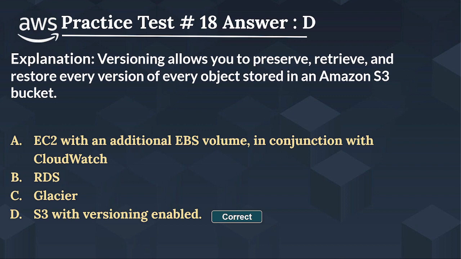Versioning allows you to preserve, retrieve, and restore every version of every object stored in an Amazon S3 bucket. Let's move to next question.